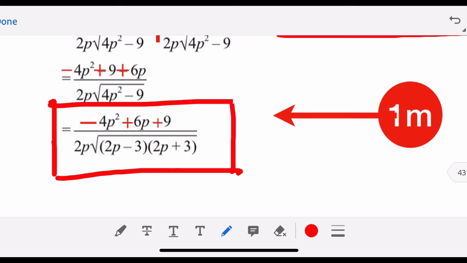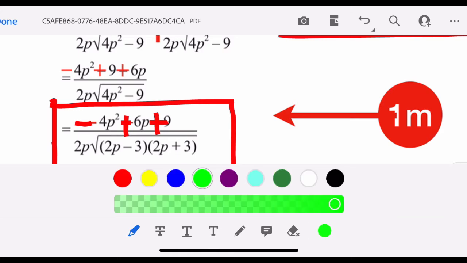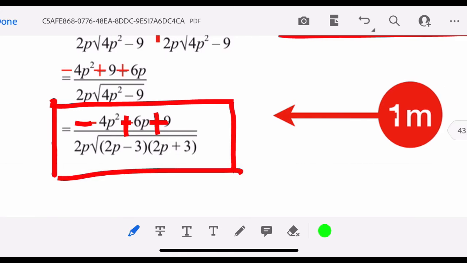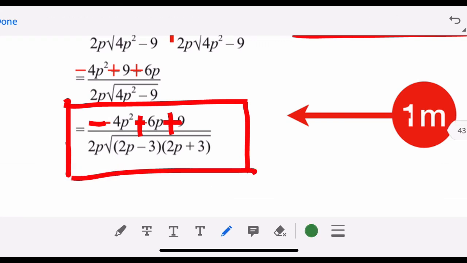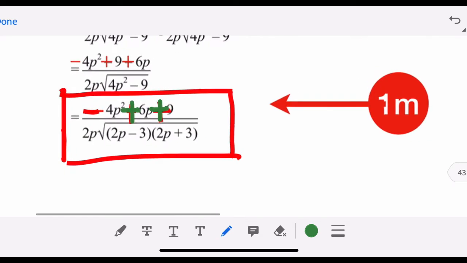So the answer is negative 4p squared plus 6p plus 9 over 2p times the square root of (2p minus 3)(2p plus 3). That's all my sharing about trigonometric functions, which is a bit challenging. Till then, bye bye and have a nice day.